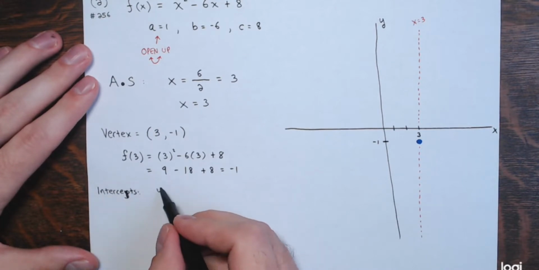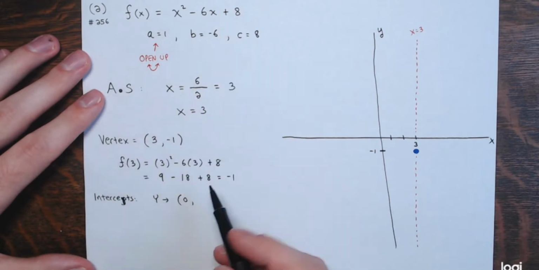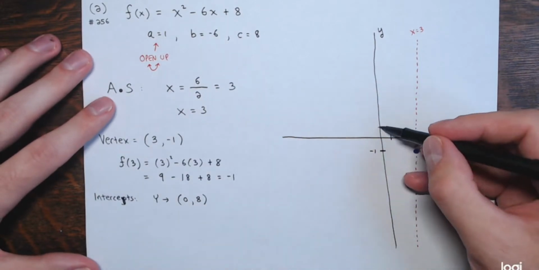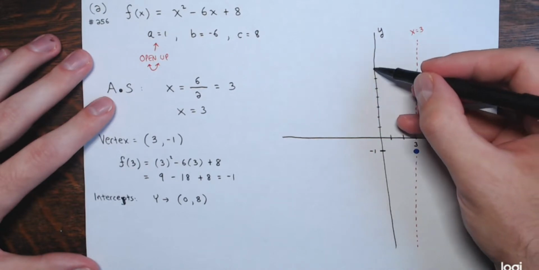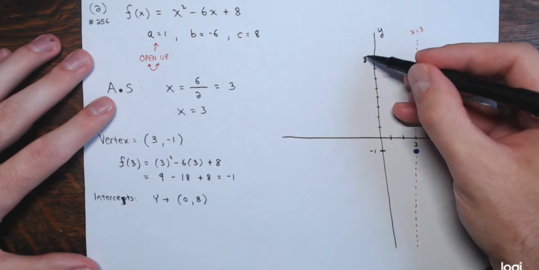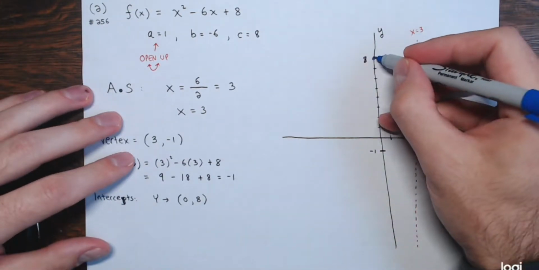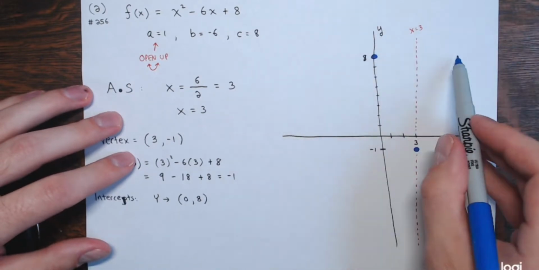So the y-intercept is easy. Just plug in 0 for x, and you would get 8 for y. So 0, and then 1, 2, 3, 4, 5, 6, 7, 8. I'm trying my best here to keep things with the same spacing. So there's 0, 8. And then we can use symmetry to find another point later.